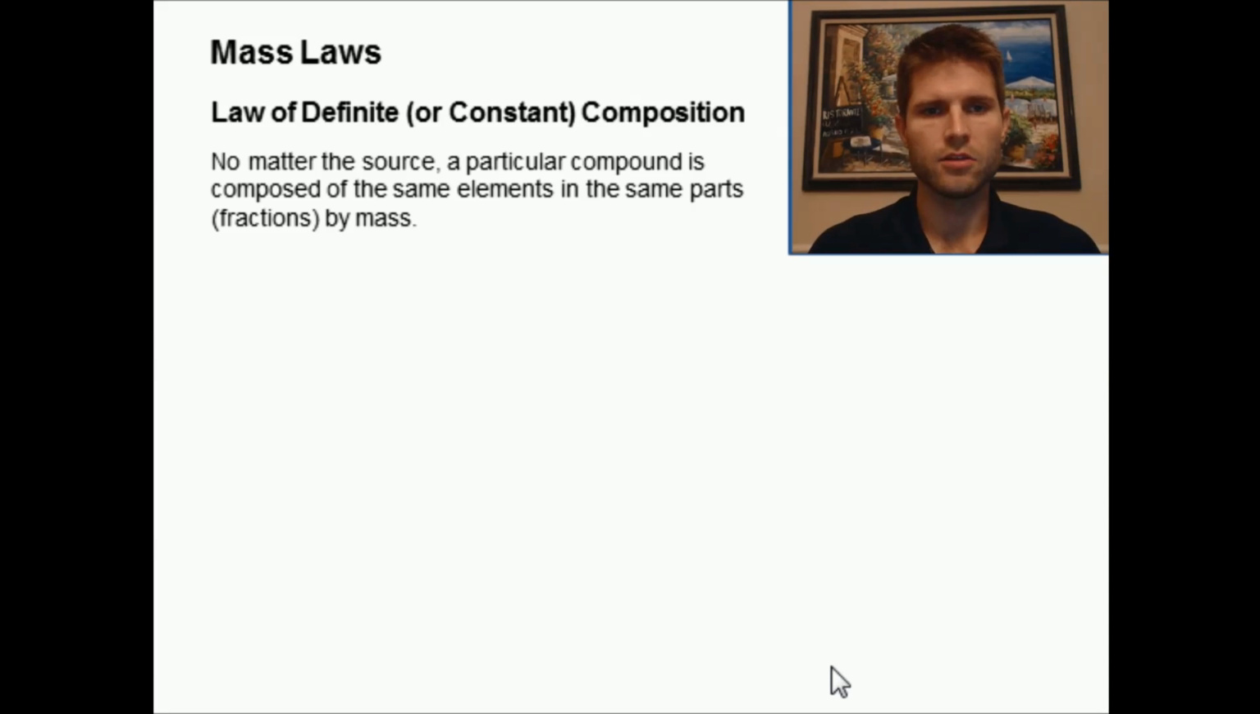So let's look at the second law, the second mass law. This is called the law of definite or constant composition. So what does this law state? It states that no matter what the source is, doesn't matter where the compound is coming from, a particular compound is composed of the same elements in the same parts by mass. We don't even know what parts by mass is, so I'm going to show you a few examples of this, and then we'll move on to the last and final law.